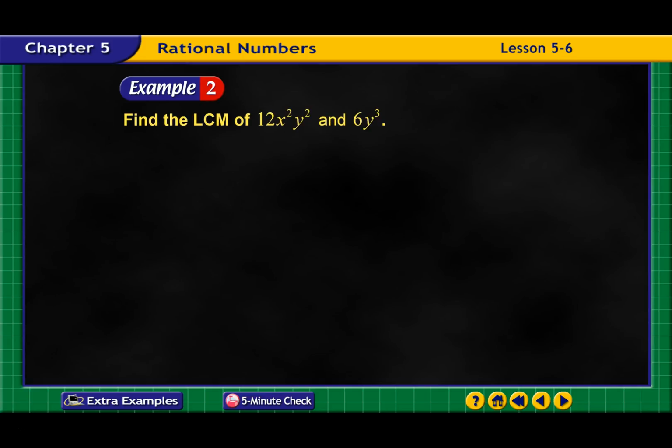Okay, so find the least common multiple of 2x squared y squared and 6y cubed. So same basic concept here, except now we're going to have to figure out the least common of the numbers and of the letters, and the greatest of the letters. Once we get there, to find the least common multiple, you find the greatest of each factor, which totally makes sense. So this one we would pull out would be 2 squared and 3.